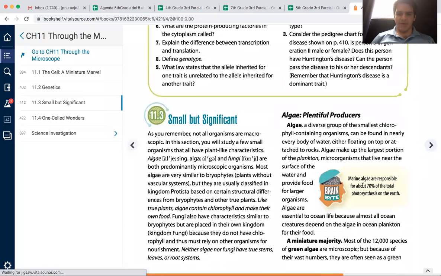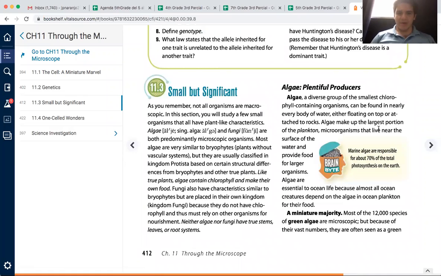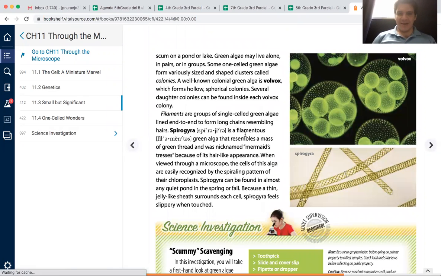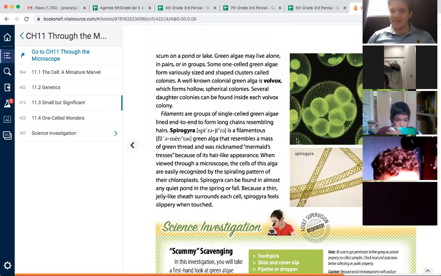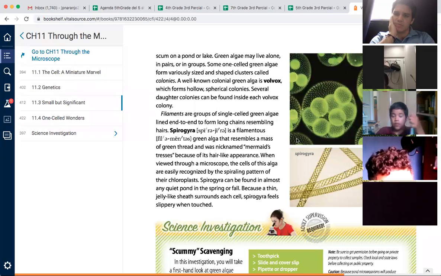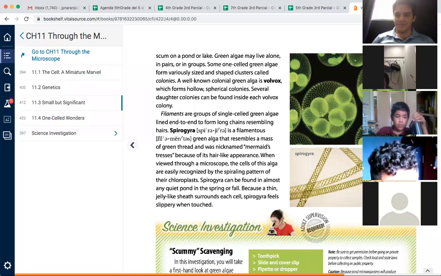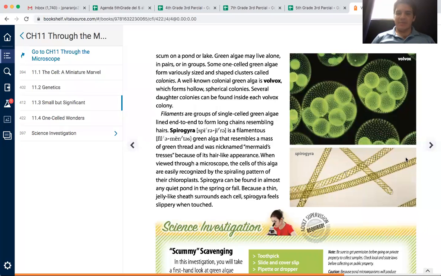All right, small but significant. Now we're going to talk about different microscopic organisms like algae. Algae is usually the green stuff you'll see. Have you ever been to a lake or a river and you see this green stuff that's growing on rocks and it's really slimy and gross? You guys know what I'm talking about? Yes. Yeah. So that's algae, all right? And so next time you go to a river, normally on rocks, you'll see green slimy stuff. That's algae, right? And that is a microscopic organism.